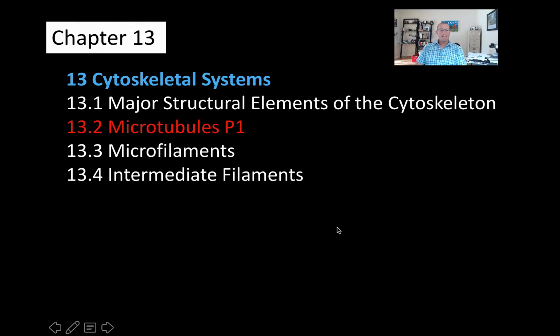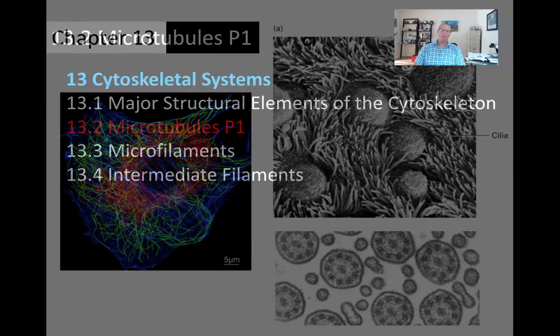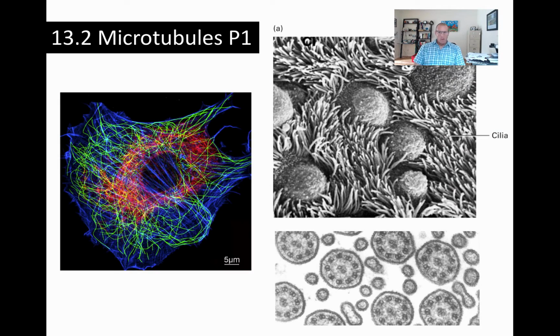Okay, welcome back. Let's start taking a look at microtubules. And like I said, this section will be in a number of parts, just to break things up and make the video shorter. So microtubules are the largest structural elements of the cytoskeleton. They've got the greatest diameter. They're involved in a number of functions in the cell, which we'll start looking at in a moment.